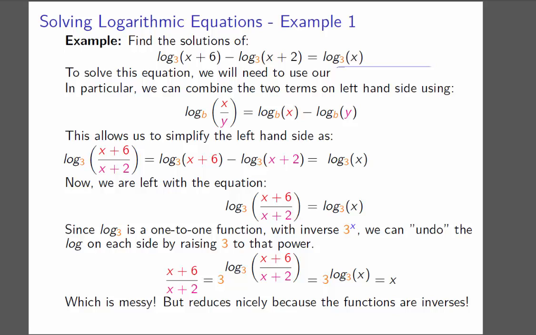An alternative way to think about this is that since log base 3 of (x plus 6) over (x plus 2) equals log base 3 of x, the two inputs, (x plus 6) over (x plus 2) and x, must be equal to each other because log base 3 is a one-to-one function.